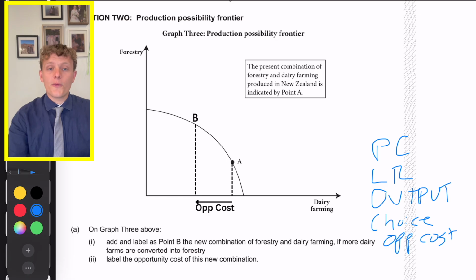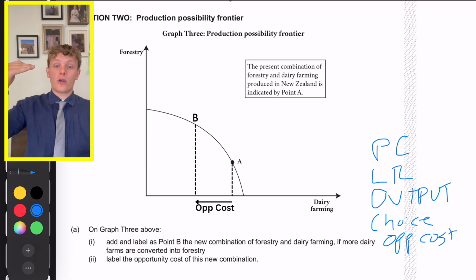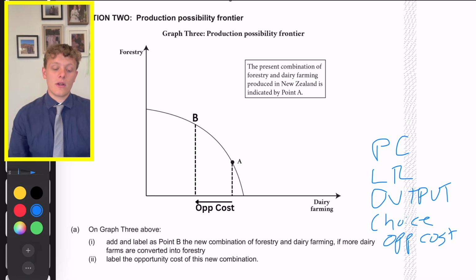And then say, therefore, in order to increase output of forestry, we must give up some dairy farming because we were at full capacity. So because we're at full capacity, in order to add one more unit of one, we must sacrifice another unit. So in order to add one more unit of forestry, we must give up one unit of dairy farming. The units that we give up when making that choice is the opportunity cost.